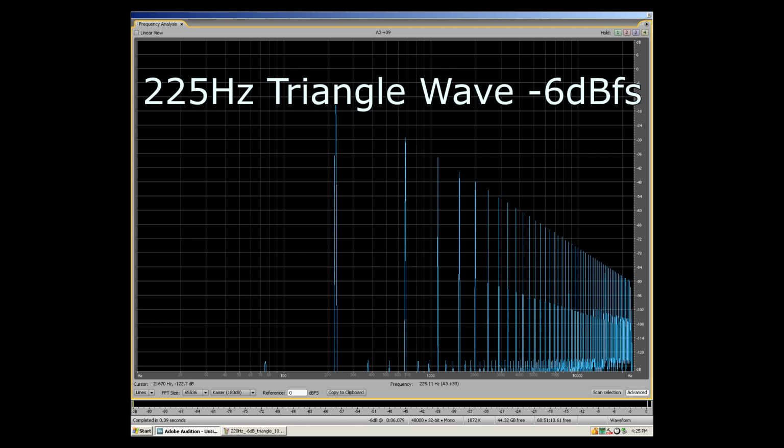We also have a 225 Hz triangle wave generated the same way, and this is what we're actually going to be processing. This is about 40 cents sharp of A220, so it's not really extreme pitch correction, but it's enough that you would definitely notice it.